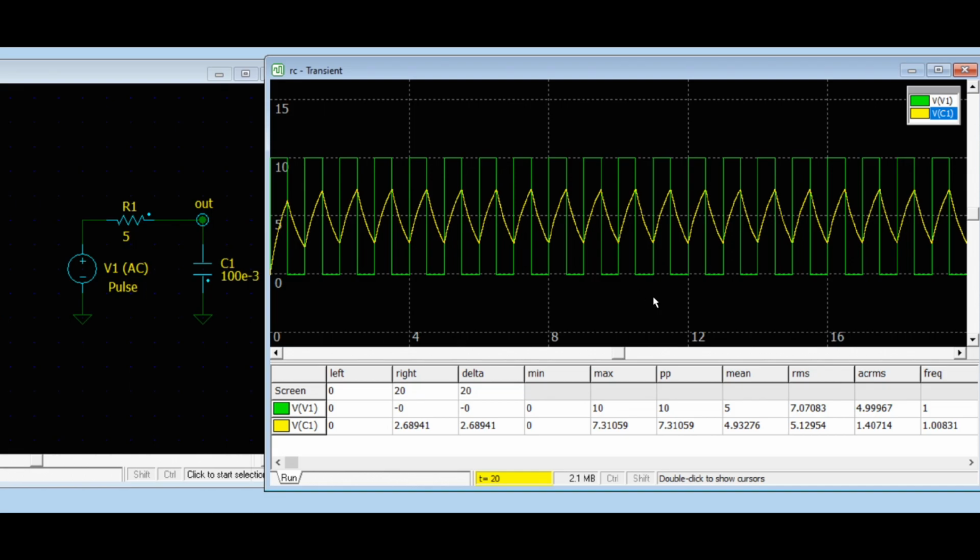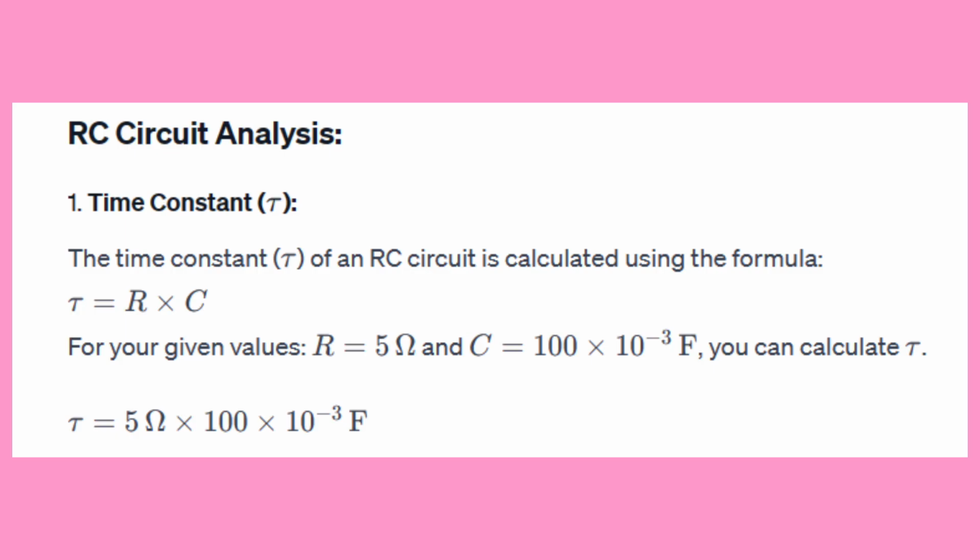This charging and discharging create a special waveform across the capacitor. It's not just a straight line, it's like a smooth curve, sort of like a roller coaster ride for electrons.